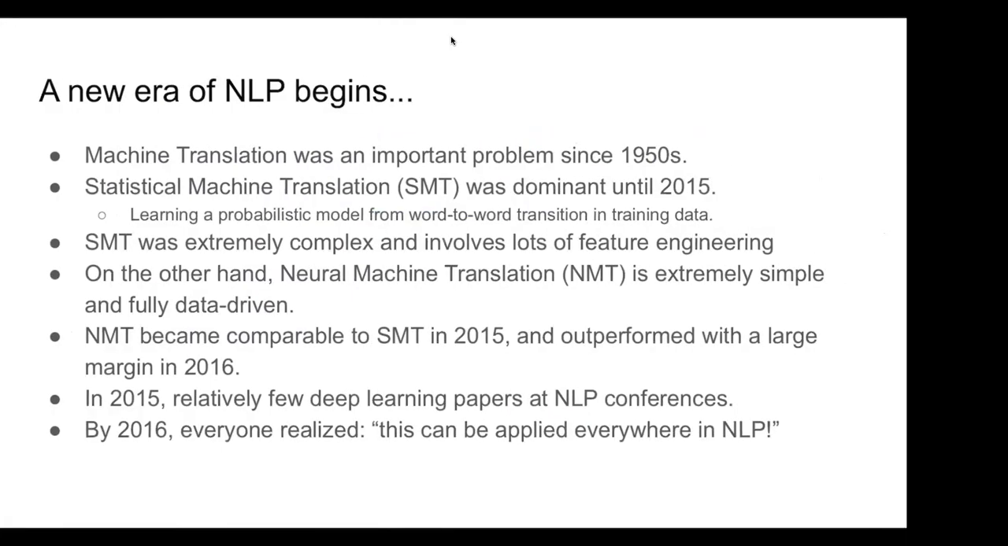And this was very effective: machine translation started to get really better with just increasing data size, with very minimal human manual engineering. That was really fascinating because SMT was extremely complex. SMT was basically the method that people used before this kind of neural translation, and it involved lots of feature engineering. But NMT, neural machine translation, is very simple and fully data driven. You can just increase data size to get it better.